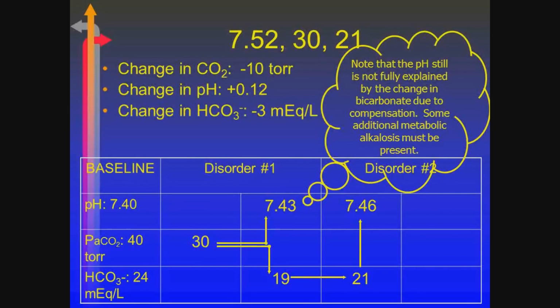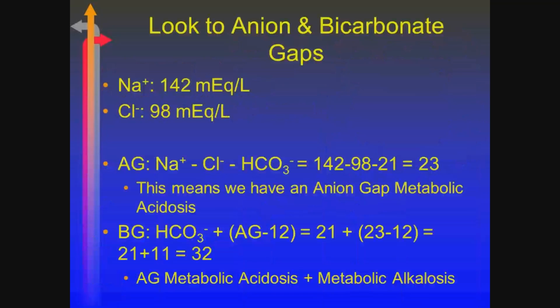So some additional metabolic alkalosis must be present to move me from 7.46 to 7.52. So I have a respiratory alkalosis, I have a metabolic acidosis, and I must have a metabolic alkalosis there also. We look at our anion and bicarbonate gaps. Our anion gap says 23, and that must mean we have a metabolic acidosis.